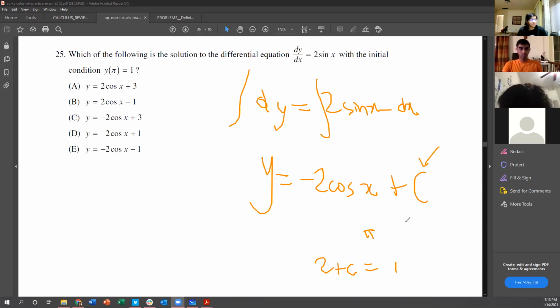Okay. So that means 2 plus c equals 1, which means c equals -1. So I think the answer would be E. Right? Yeah. Okay, good?